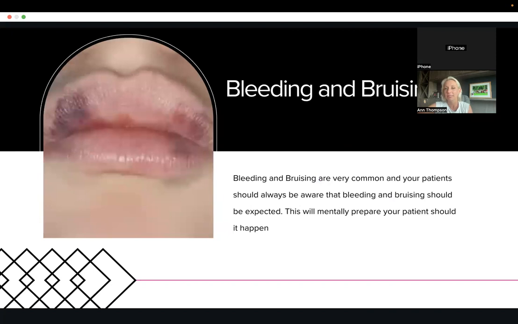Bruising and bleeding is very common and should be expected. So if a patient says, "Oh, am I going to bruise?" Yes, I'm putting a needle in your face. If I don't bruise you, excellent. But especially when you're doing someone's lips, it's very, very common. It's very uncommon to not have any type of bruising at all.